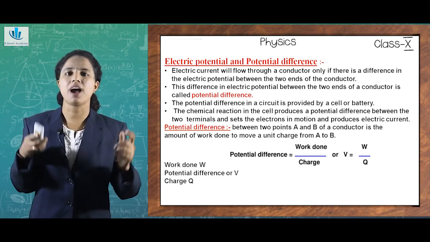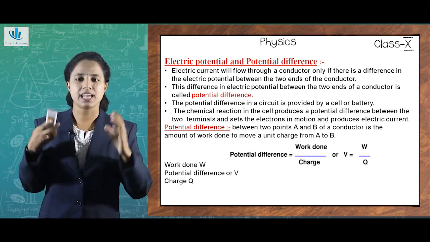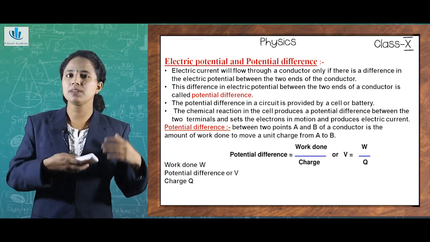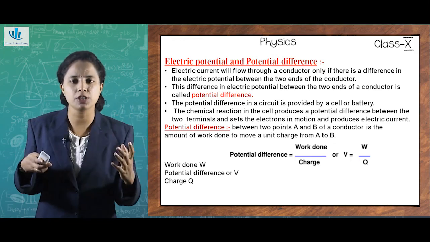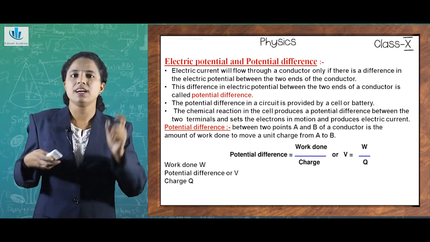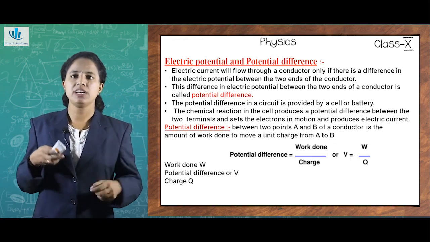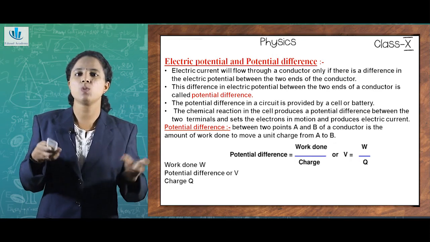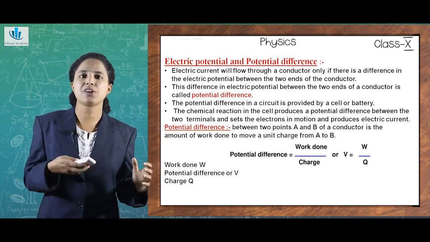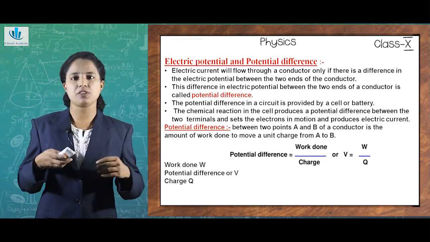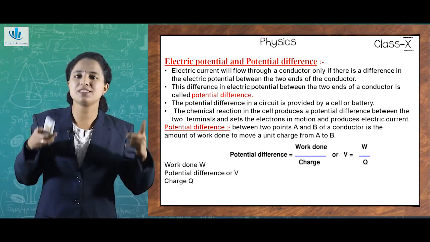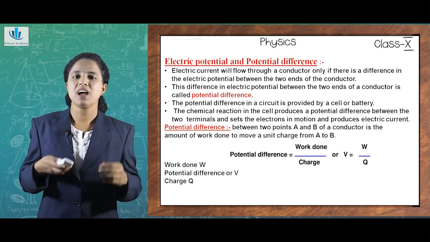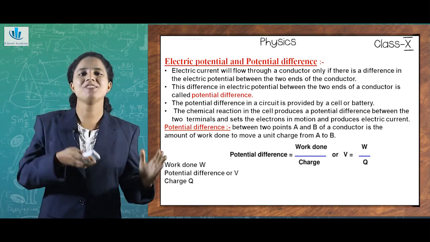And how is this potential difference created? It is done by a cell or battery. A group of cells constitutes a battery. What helps the battery to provide this potential difference is that batteries consist of different chemicals inside, isn't it? So the chemical reactions present inside the cell or battery produce a potential difference between the two terminals or ends of the conductor, and this leads the electrons to move from the negative terminal to the positive terminal.